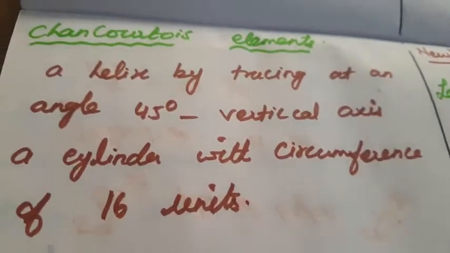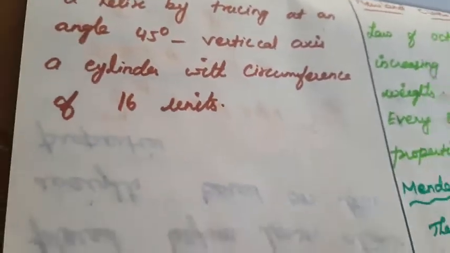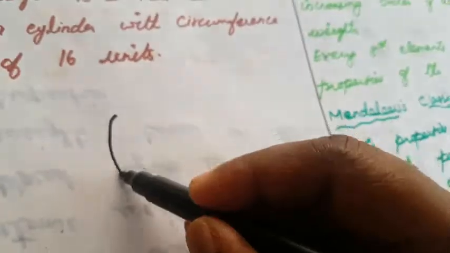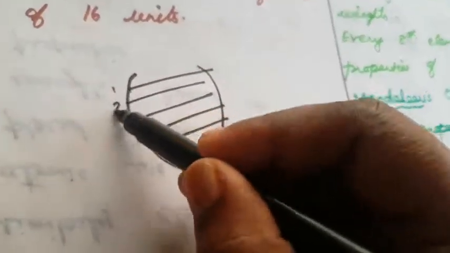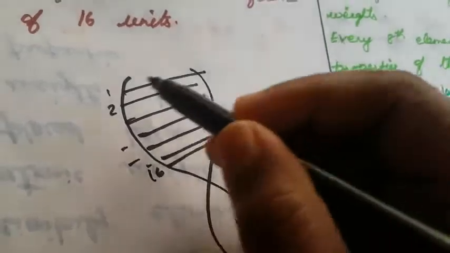That is a vertical axis, a cylinder with a circumference of 16 units. So he is arranging the elements in a helix, right? In this cylinder, he arranges the 16 elements in increasing atomic weight. So elements 1 up to 16 are arranged in the cylinder.